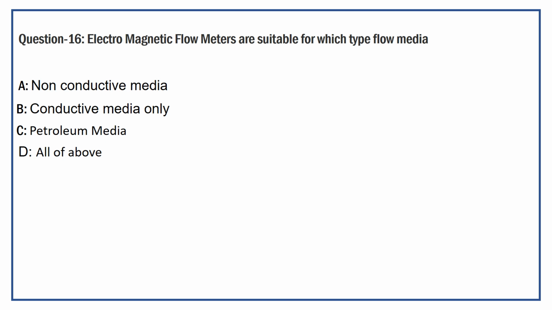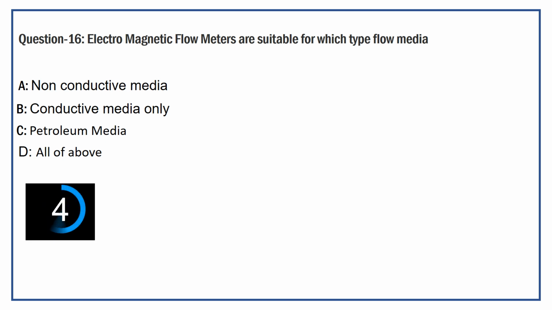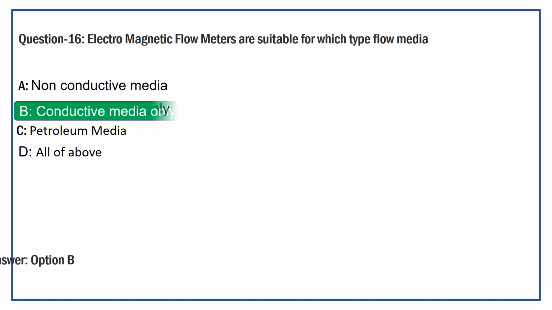Next question is, the electromagnetic flow meters are suitable for which type of flow media? Let's see the options. Option A, non-conductive media. Option B, conductive media only. Option C, petroleum media. Or option D, all of these. So the correct answer of this question is option B, conductive media only. Yes friends, the electromagnetic flow meter can measure the flow rate of conductive media only. So the correct answer is option B.